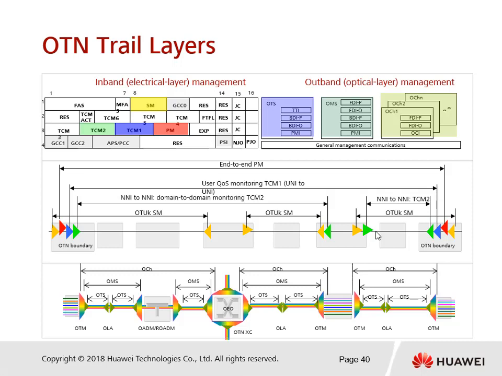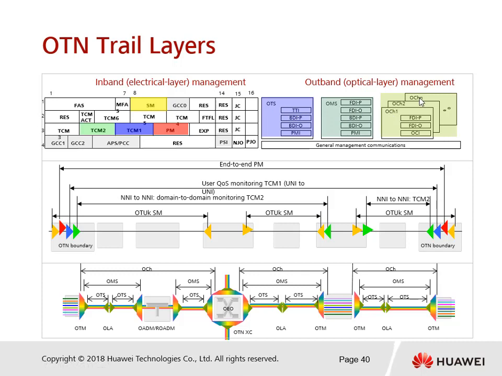As you can see here, we have the in-band management and out-band management. In-band management means the electric layer. So this is the OTUK overhead. We have the OPUK overhead, ODUK overhead, and OTUK overhead. And here we have the frame alignment signal. So this is the electric layer. And here, we have the optical layer. So we have the OTS, OMS, and OCH.